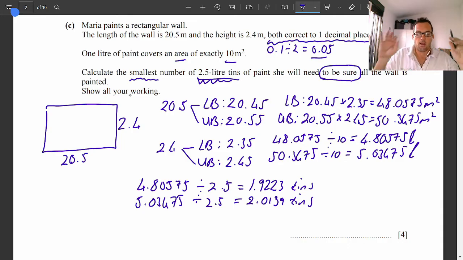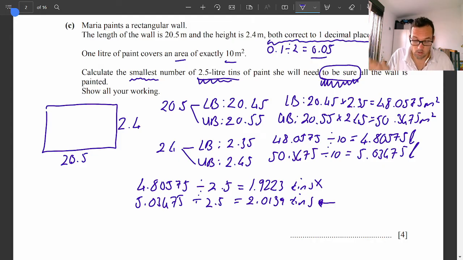She wants to be sure. This is why I said this, to be sure, is the most important part, that she has enough paint to cover the wall. So we are not going to use the lowest value here. Because if the wall is the biggest it could possibly be, we are going to need to buy the maximum amount of tins of paint, which is this one. Because she wants to be sure. And that's 2.0139 tins of paint. Now, if she buys 2 tins of paint, is that going to be enough?